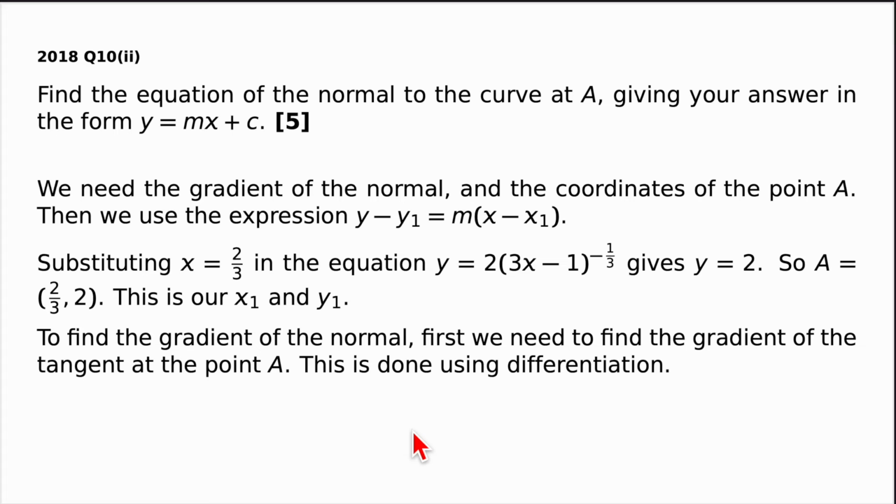That was only the first part of a 2-part problem, and this is the second part, also worth 5 marks. It says find the equation of the normal to the curve at A, giving your answer in the form y equals mx plus c.